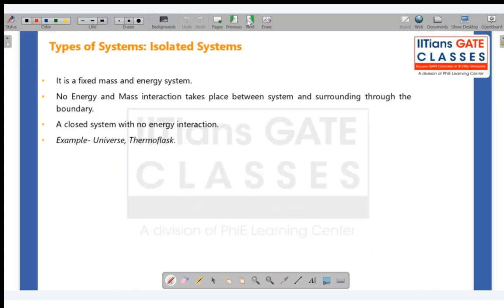Isolated simply means, look, these things are never asked in the exam. It's very rare that they ask. They are very small concepts, so let's move ahead very quickly. Closed system was no mass transfer, only energy transfer. Open system was both mass transfer and energy transfer. What about an isolated system? No mass transfer, no energy transfer, simply.